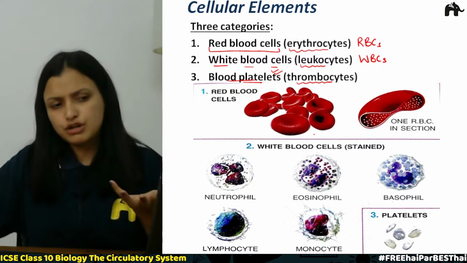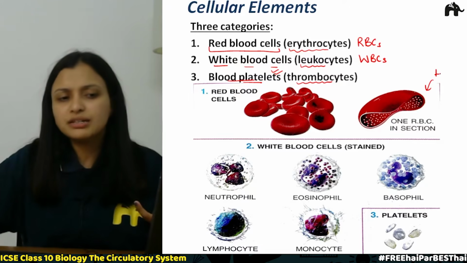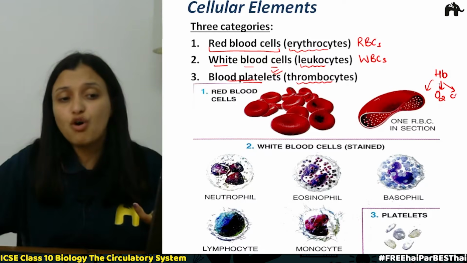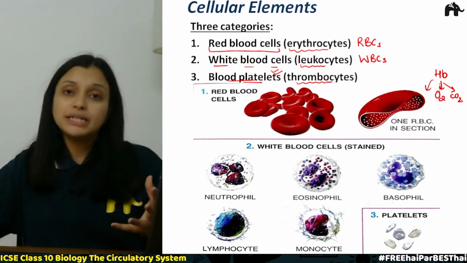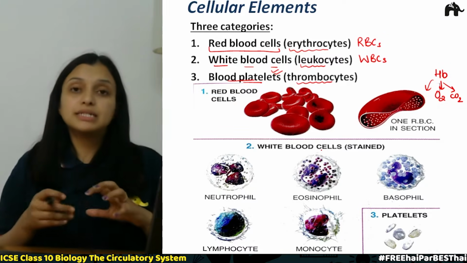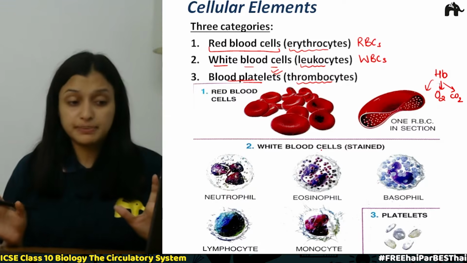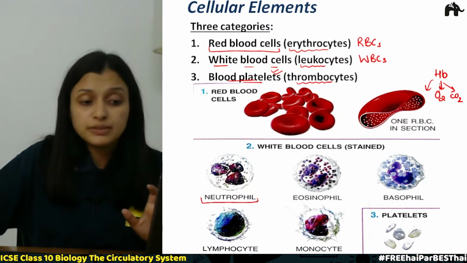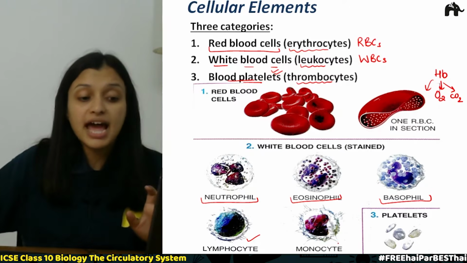So there is only one type of red blood cell, and we know what they contain. They contain hemoglobin, which is very important in the transportation of gases, right? But white blood cells are of different types: neutrophils, eosinophils, basophils, lymphocytes and monocytes.